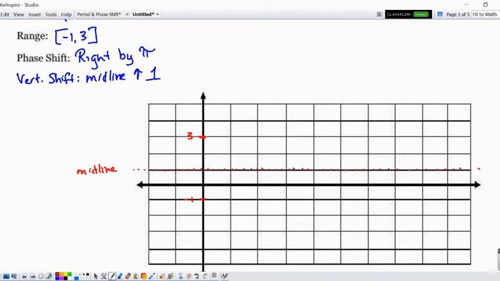When we mark the x-axis with our units, we're going to make a mark every pi units. And we've got to get the whole cycle in there, which is all the way to 4 pi. So I'm going to go ahead and mark pi, 2 pi, 3 pi, and 4 pi.